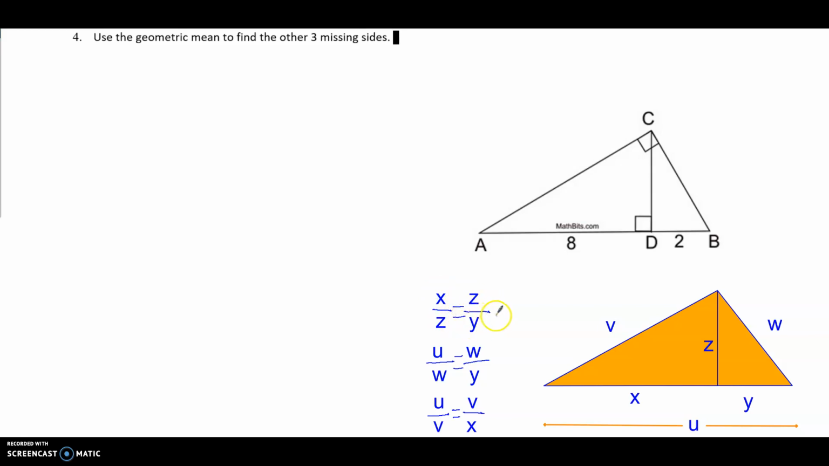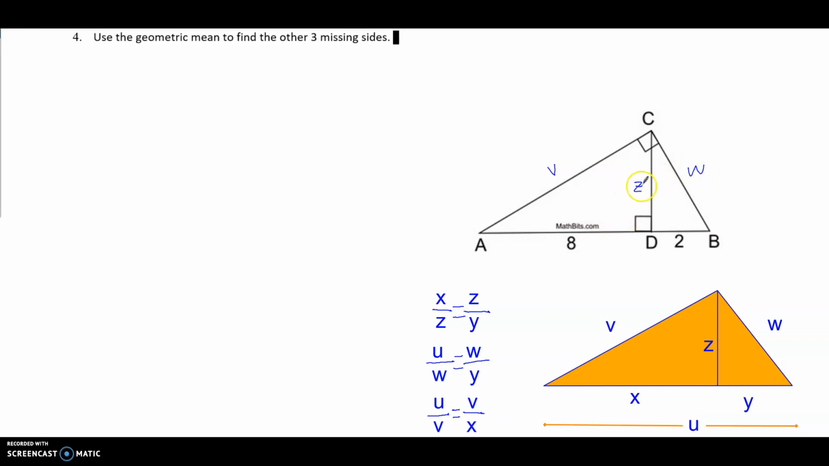So here, I want to find the missing side. So I know I have 8 and I have 2. So I'm going to match the diagram right here. I'm going to call this side V. I'm going to call this side Z. And I'm going to call this side W. So I want to find AC, which is V, CD, which is Z, CB, which is W.